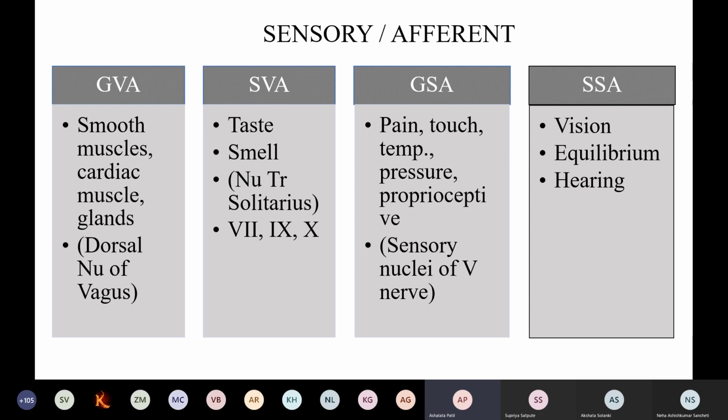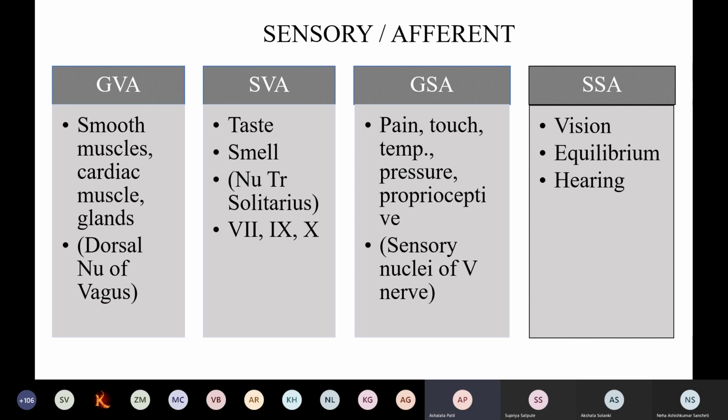The sensory component, they have got 4 functional components. General visceral afferent, the sensations from the viscera are carried and relay into the dorsal nucleus of vagus. So it is the nucleus for the general visceral afferent. Special visceral afferent, taste and smell sensation. So nucleus of tractus solitarius. So it is concerned with which nerves? That is the 7th nerve, carries taste sensation from the anterior 2/3, 9th posterior 1/3, and the 10th posterior-most part of the tongue.